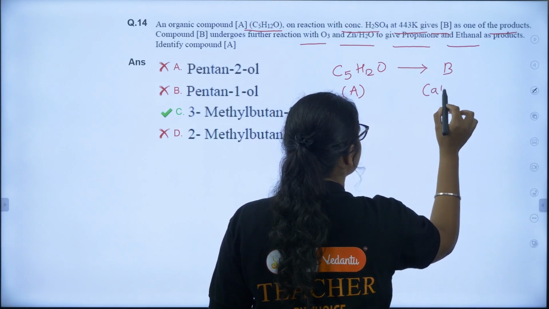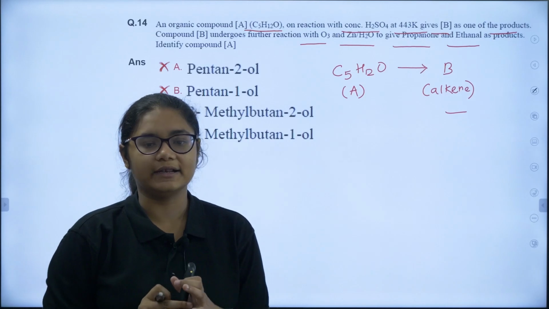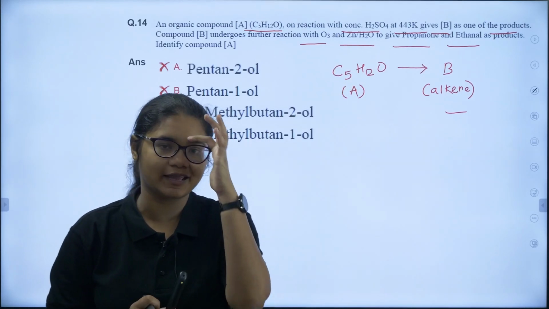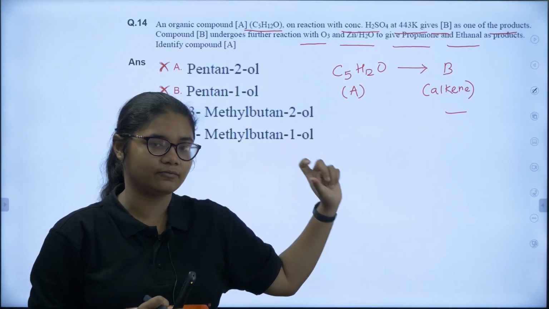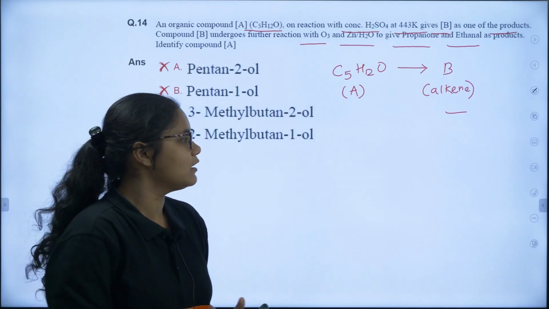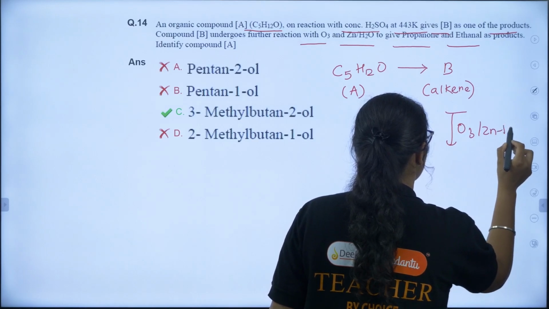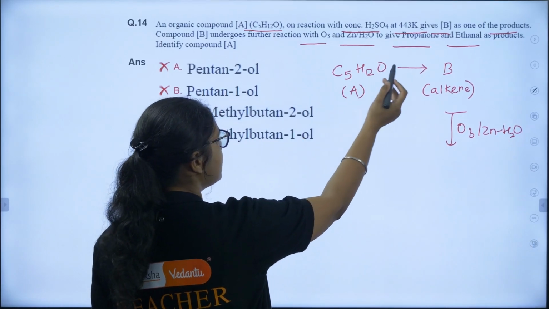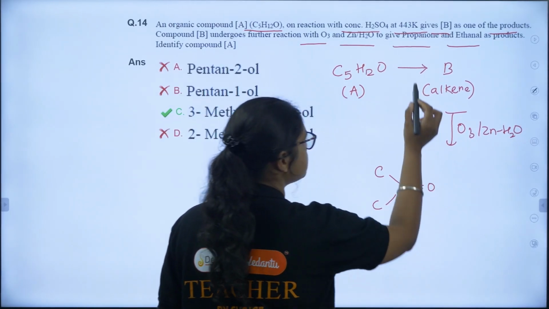Now you must know that if it is undergoing ozonolysis, then B must be an alkene, and this one must be an alcohol, from which dehydration, concentrated H2SO4 causes dehydration. So this must be one alcohol from which there is dehydration, due to which we got B, which is an alkene. Now from here what we have done, ozonolysis, O3, Zn/H2O. Okay, now here if you see, the products formed are propanal. So you can easily decide which alkene has been formed.